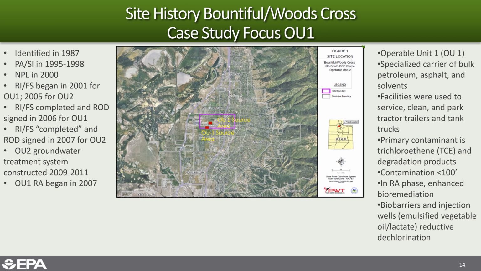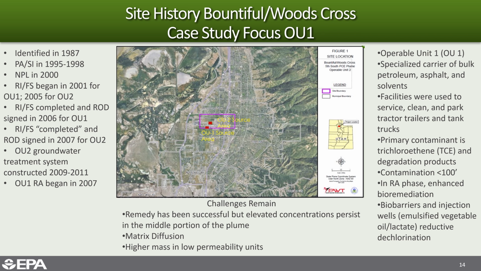And the contamination itself is generally about 100 feet or shallower. So deeper portions of the OU1 plume are right at around 100 feet deep, but shallower portions of the plume are on the order of 50 feet deep. The site itself is in the remedial action phase using enhanced bioremediation or enhanced reductive dechlorination, where they're using a series of biobarriers and injection wells to place emulsified vegetable oil and lactate to stimulate reductive dechlorination.